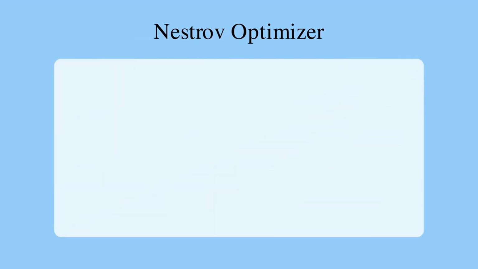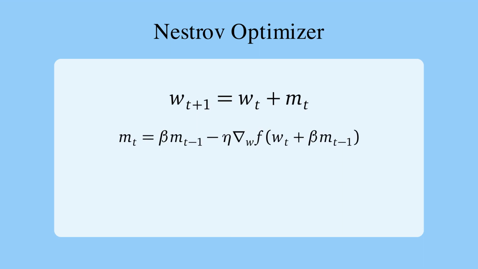Hi everyone, our next algorithm is the Nesterov Optimizer. Nesterov Optimizer uses the same update rule as the classical momentum, so W sub t plus 1 equals W sub t plus momentum at step t. But this new momentum now is an improved momentum. So instead of computing the gradients using the current weights W sub t, Nesterov uses a lookahead approach, and it performs a partial update for computing the gradients, as you can see in this equation.